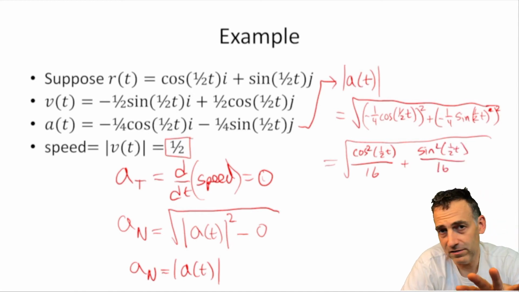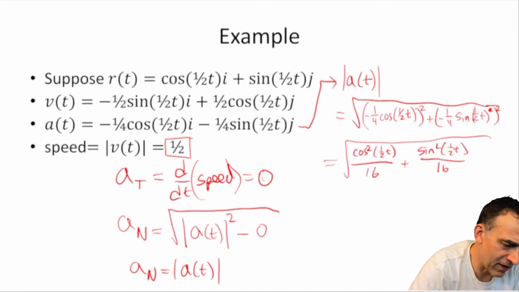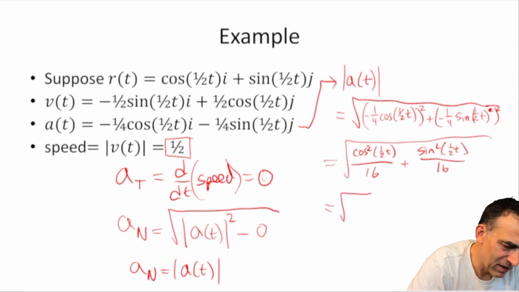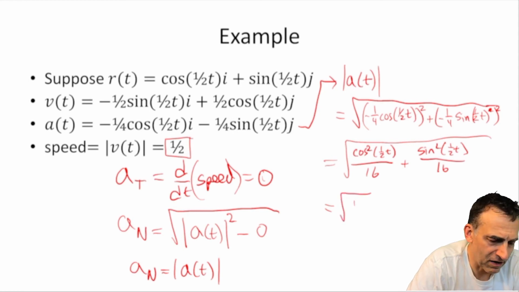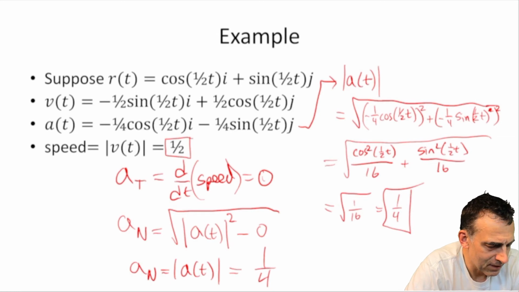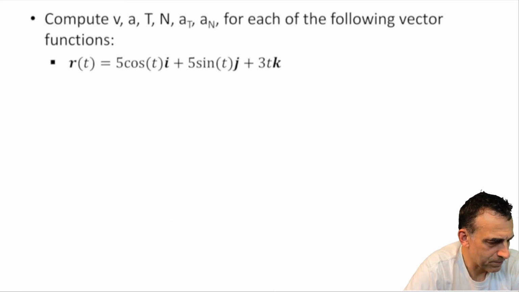I hope you're getting excited. I am. Whenever I see cosine squared and sine squared together, I immediately think, this is going to be easy to simplify. And it is. Cosine squared plus sine squared is 1. And so this ends up just being 1/4. And that is the normal component. All right. Okay, very nice.